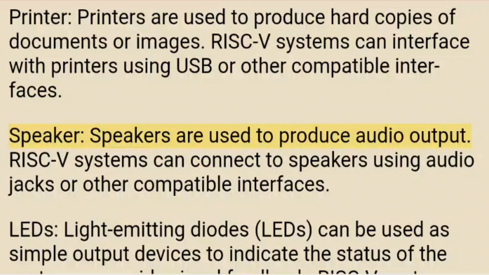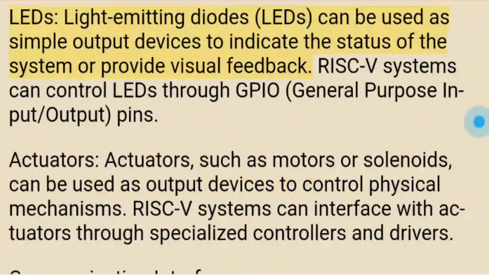Speaker. Speakers are used to produce audio output. RISC-V systems can connect to speakers using audio jacks or other compatible interfaces. LEDs. Light-emitting diodes (LEDs) can be used as simple output devices to indicate the status of the system or provide visual feedback. RISC-V systems can control LEDs through GPIO, general-purpose input-output pins. Actuators. Actuators, such as motors or solenoids, can be used as output devices to control physical mechanisms. RISC-V systems can interface with actuators through specialized controllers and drivers.